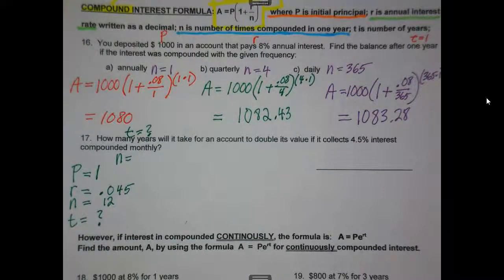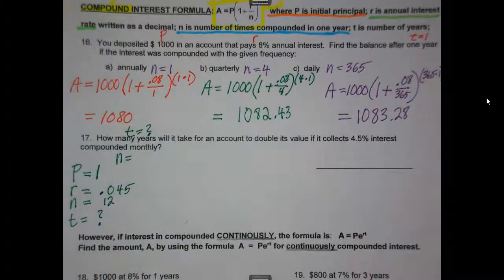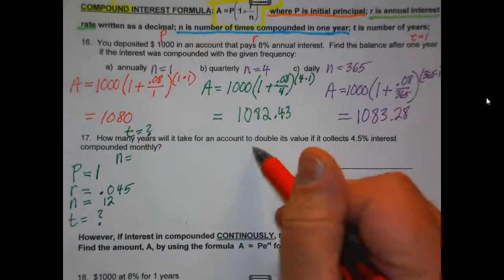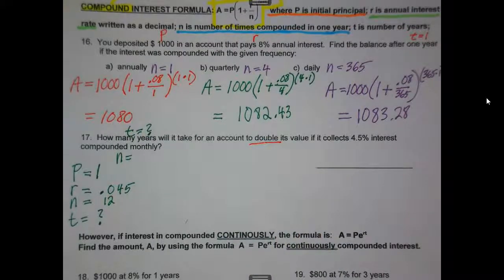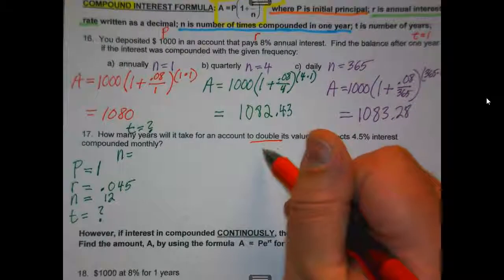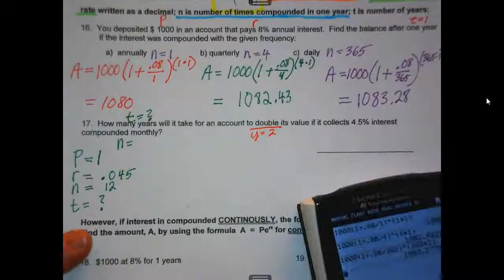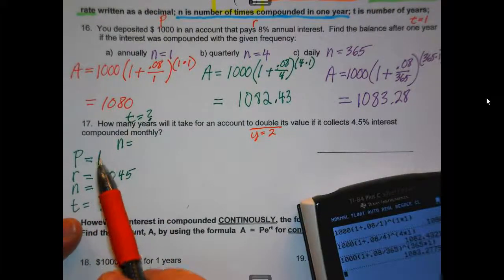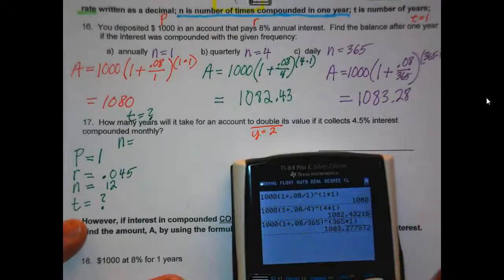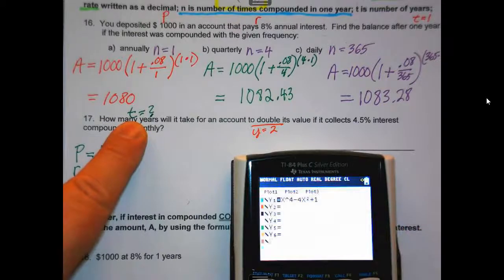So I'm looking for my T. What value of my T am I looking for? So what is y going to equal in my calculator? 2. Okay, I'm looking for y equal 2 in my calculator. Because we're looking for the double the principal. Are you ready, kids? All right, so I'm looking for T, so it goes in my y equals.